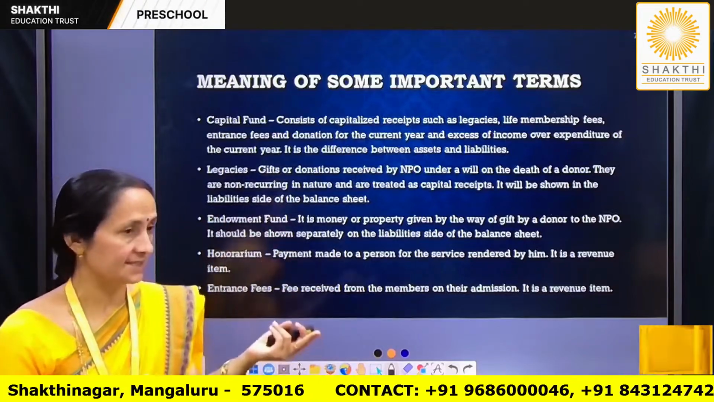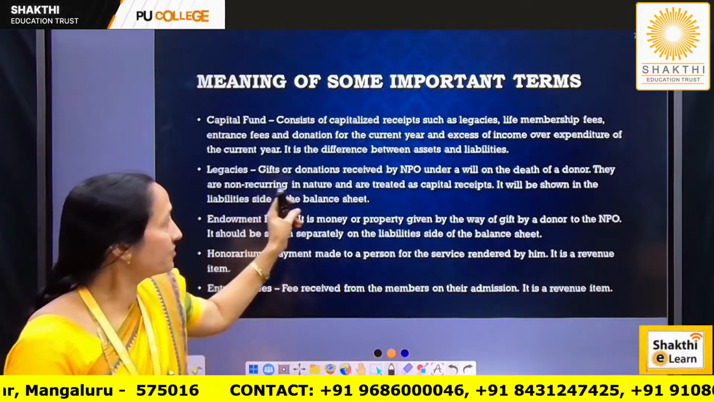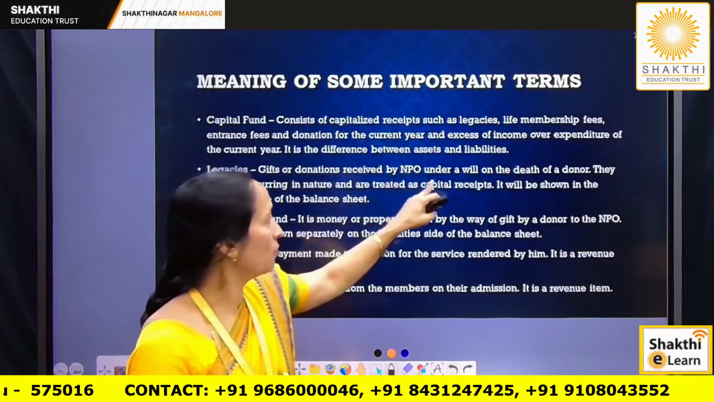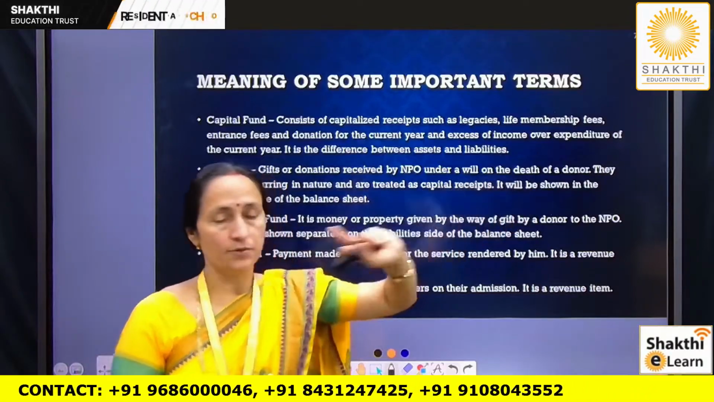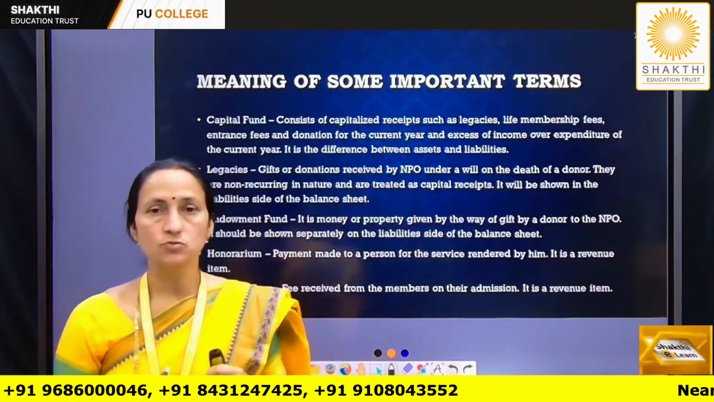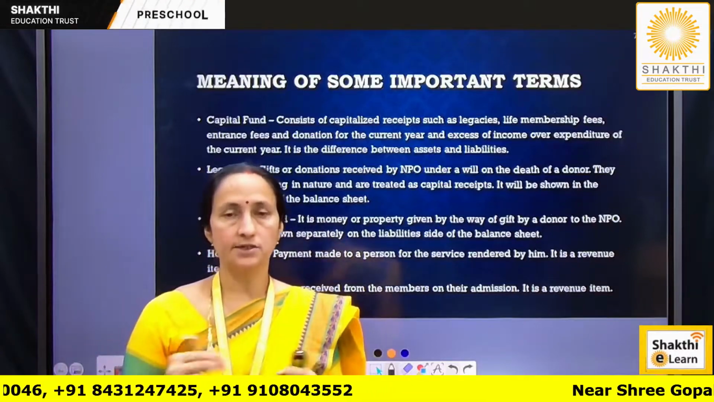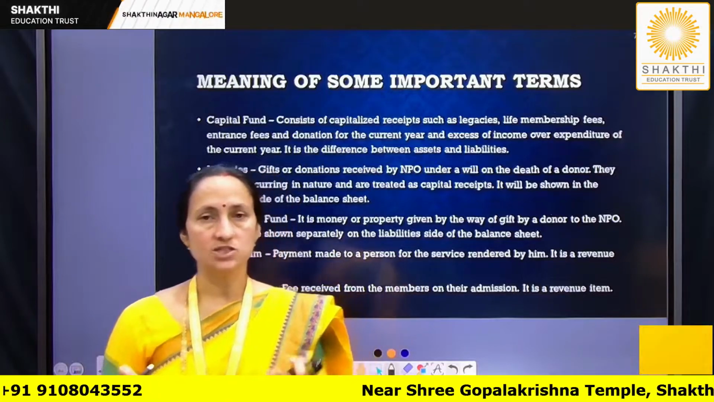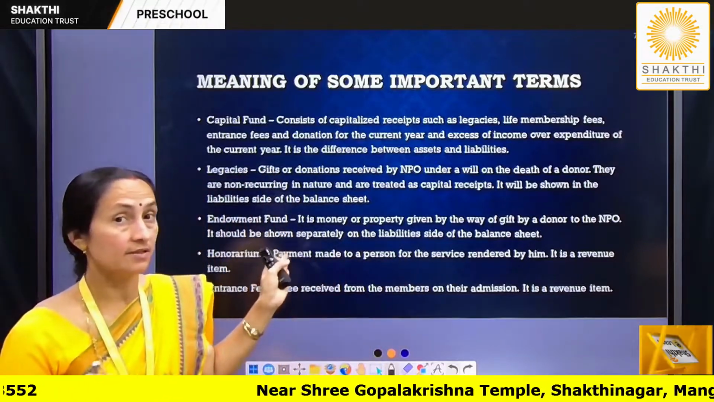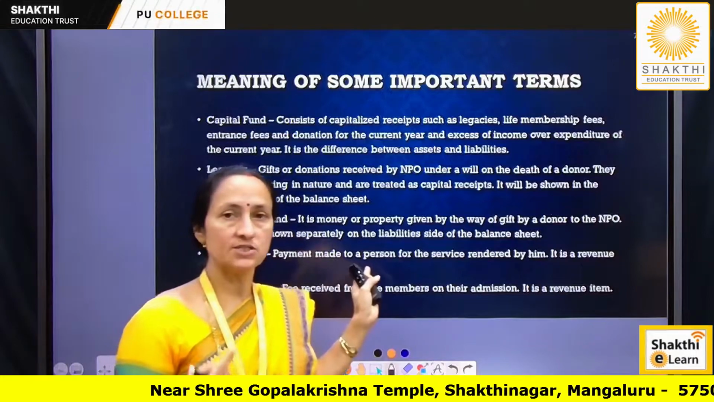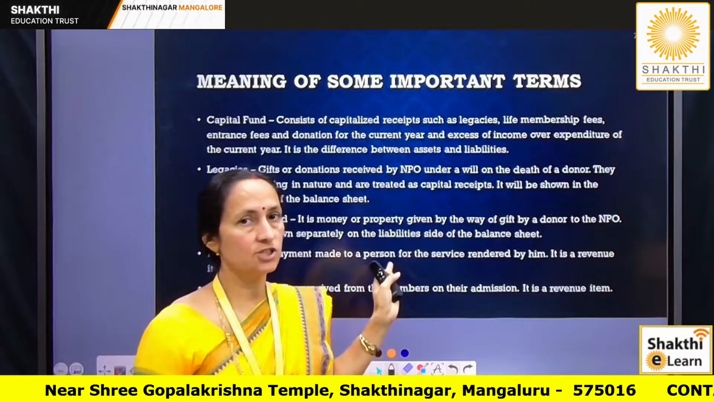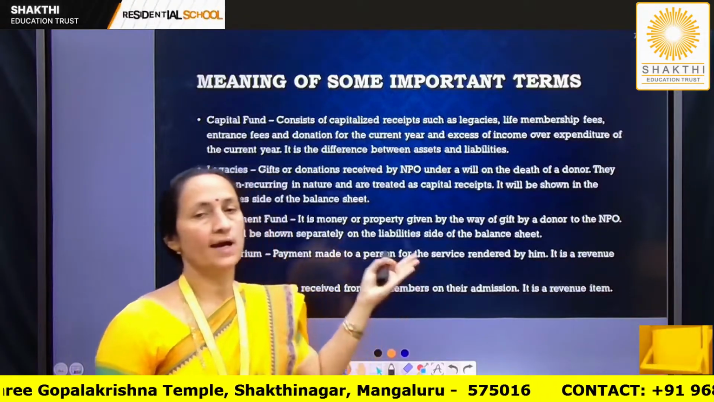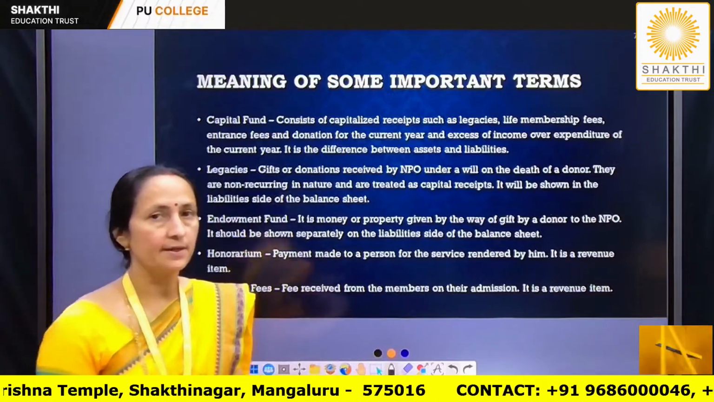Now, what are legacies? A gift or donation received by an NPO under a will on the death of a donor. The donor, or the person who wants to donate to the society or to a member after his death, writes it in his will, and that is known as a legacy. It is not recurring in nature, right? So it is non-recurring. Non-recurring items are capital items. As it is a receipt, it is a capital receipt.